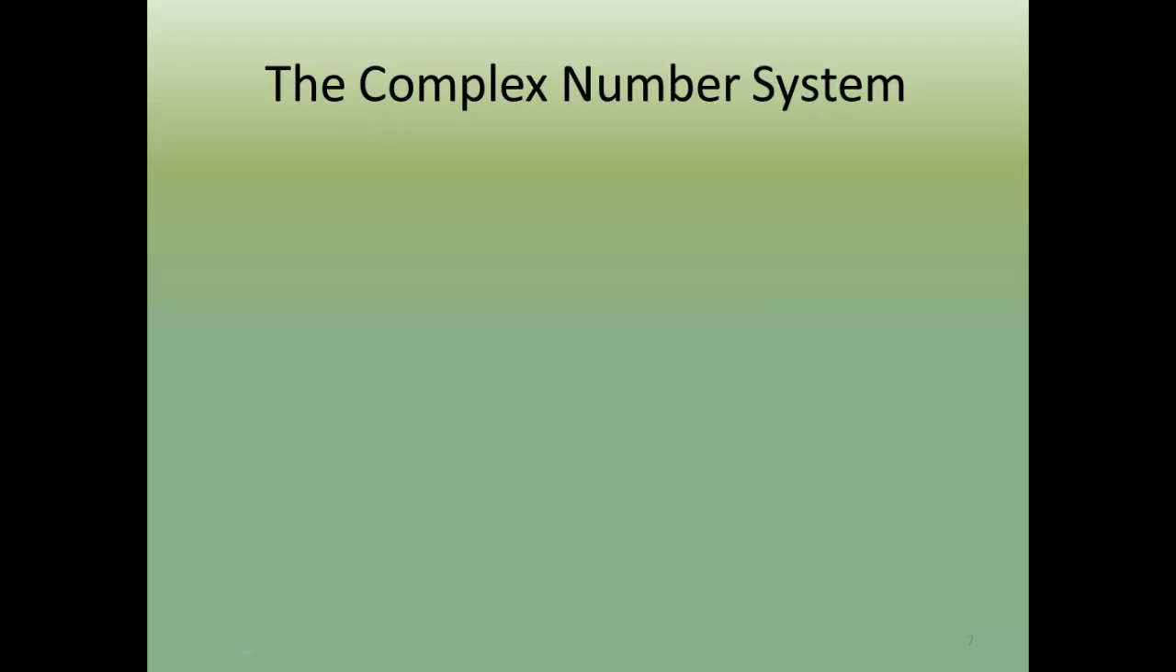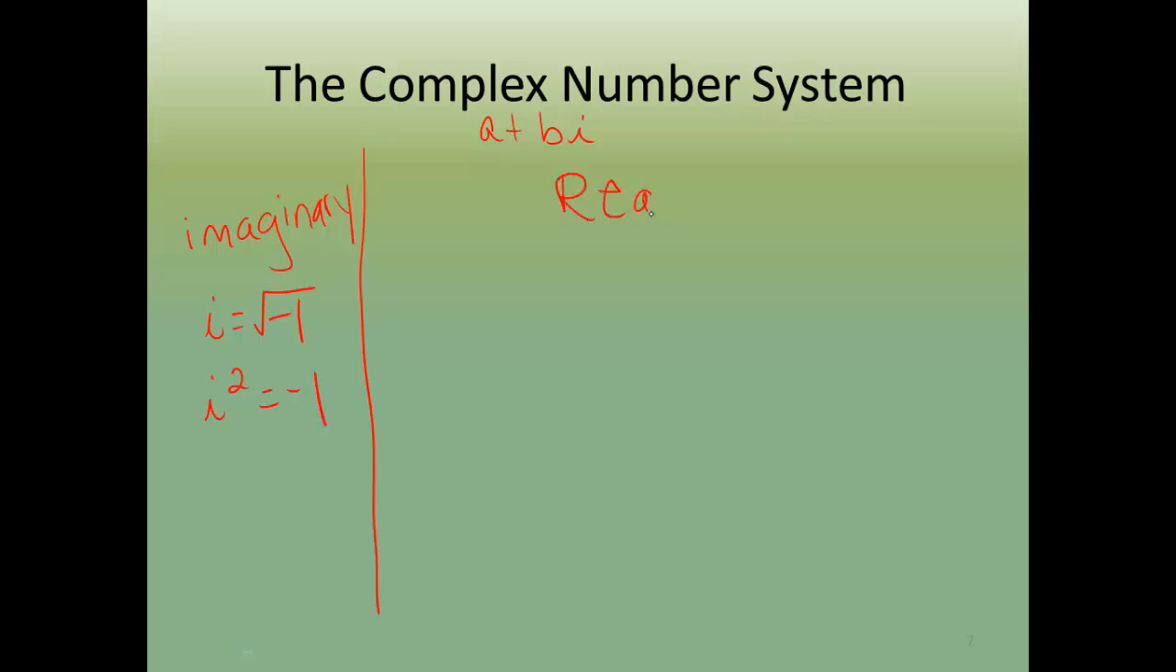Okay, last thing I want to talk about is this complex number system. All these numbers involving the a plus bi. The complex number system pretty much can be divided into two parts. And on one side we have these imaginary numbers, where we've defined i to be the square root of negative 1, and i squared is negative 1. On this side, we have the real number system.